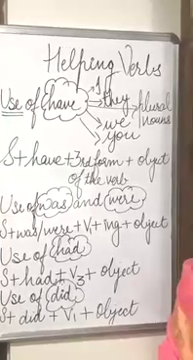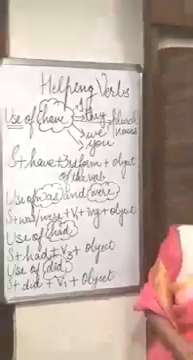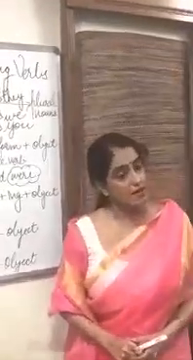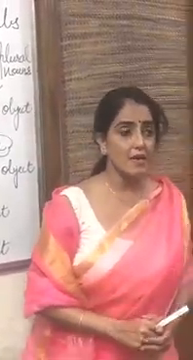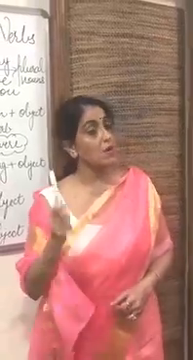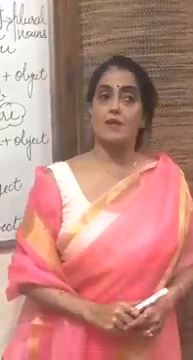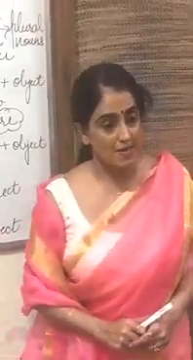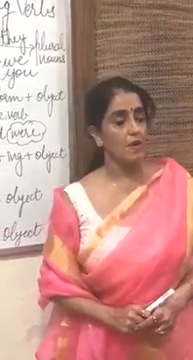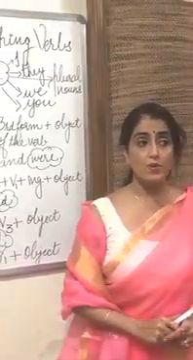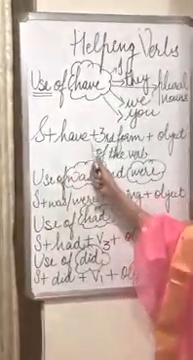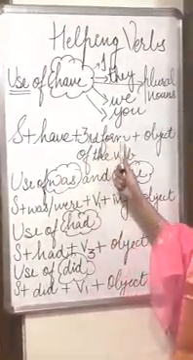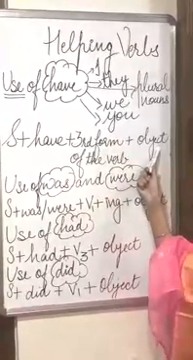Let me give you some examples. I have written a letter. Write is the first form, wrote is the past form, written is the past participle or the third form. So with have we always use third form of the verb. Subject, have, third form of the verb and then the object.